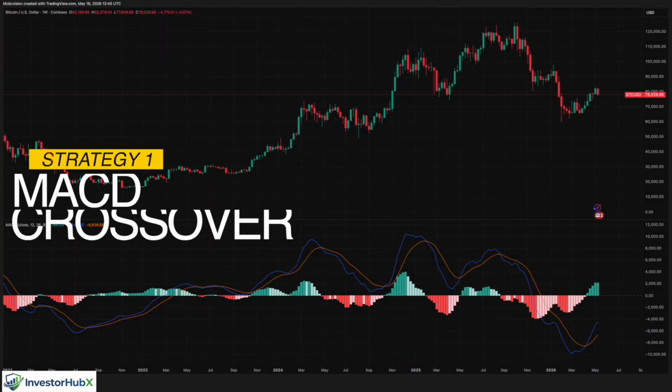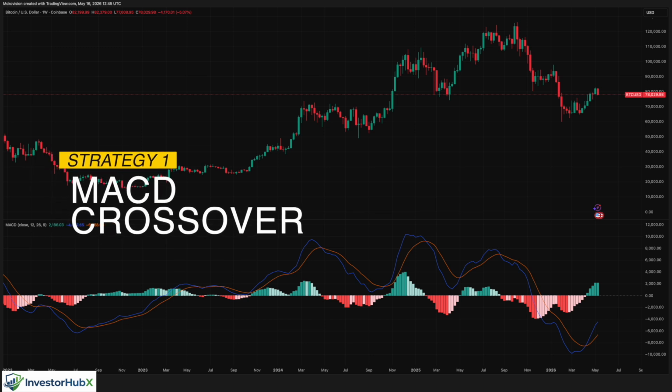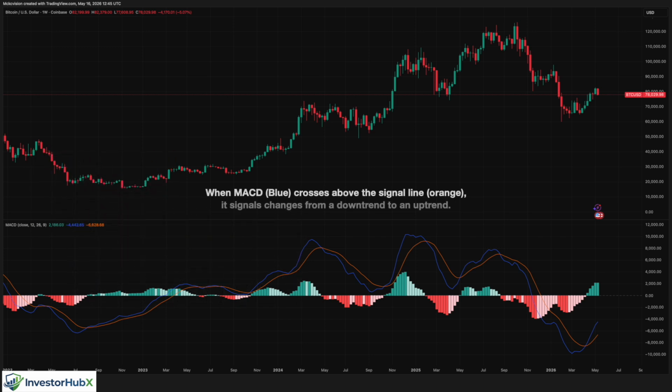The first traditional way traders use the MACD indicator is called the MACD crossover. When the MACD line crosses over the signal line, it signals a potential trend change from a downtrend to an uptrend. On the other hand, when the MACD line crosses below the signal line, it signals a potential trend change from an uptrend to a downtrend.